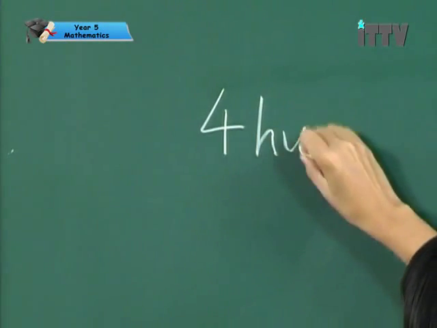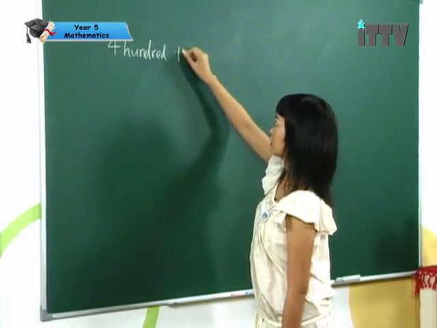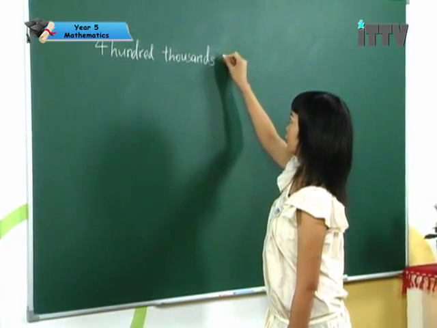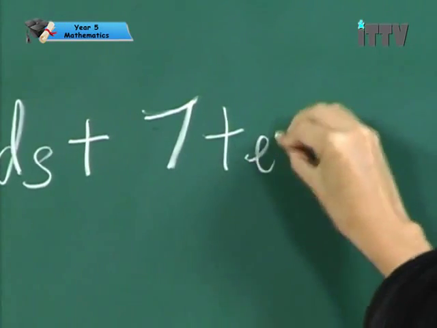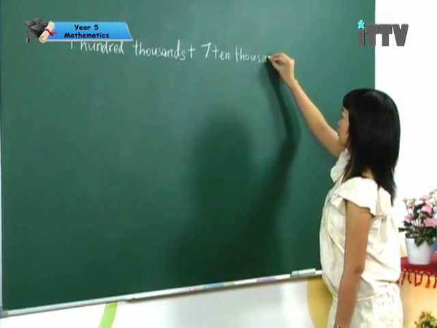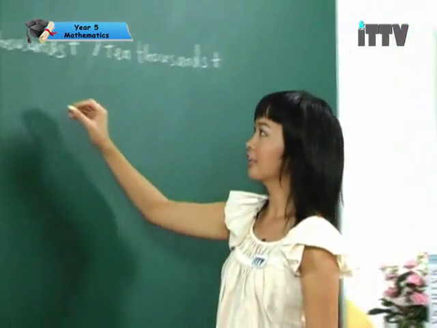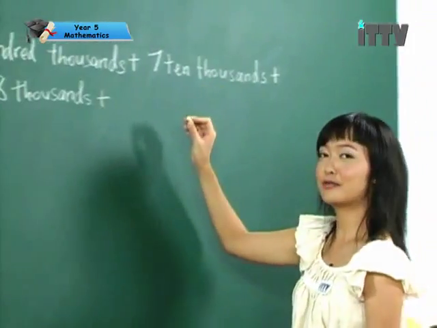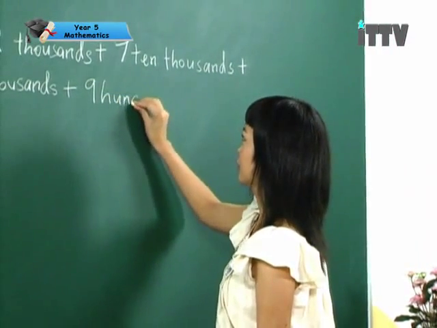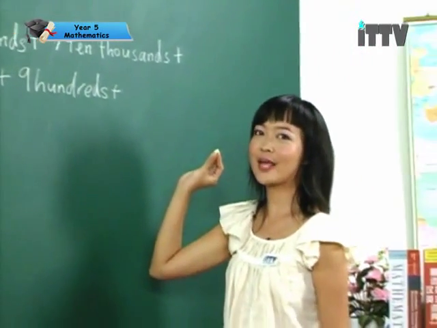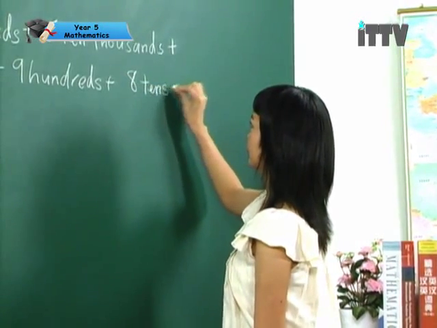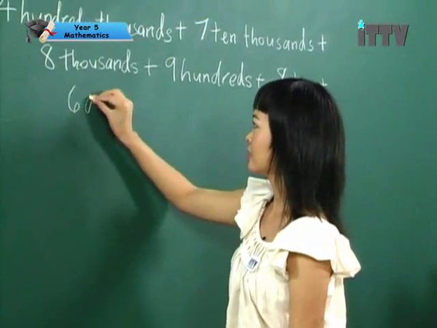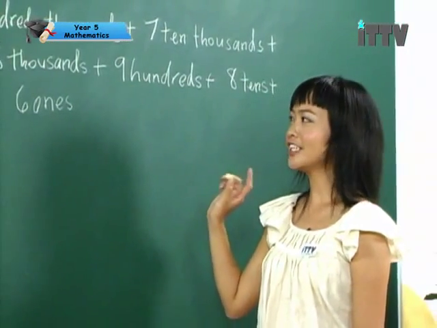So we see here 4, it's under 100,000. So I'm going to write 400,000 on the board now. We have 400,000 plus, then we have 7 10,000s. Plus 8,000s. Plus, what's the next number for hundreds? 9. 900s. And how many tens do we have? 8 tens. And how many ones? 6. 6 ones. So there you have it. You have written the number in extended notation.